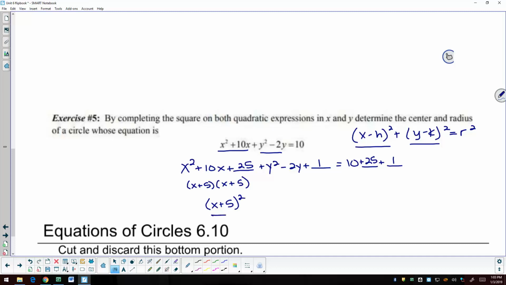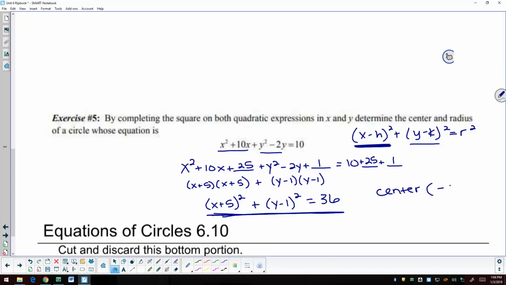Well, now you'll notice this looks a whole lot like the first part of the equation of a circle. Now you're going to do the same thing with the y's. This would factor to y minus 1 times y minus 1. Well, that's otherwise known as y minus 1 squared. And then on the other side, if you add all of these up, so 25, 35, 36. Now this looks like the equation of a circle, so you can tell me that the center is at -5, +1, and the radius is the square root of 36, which is 6.